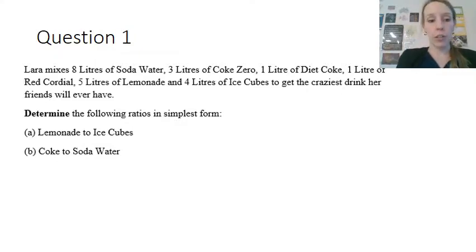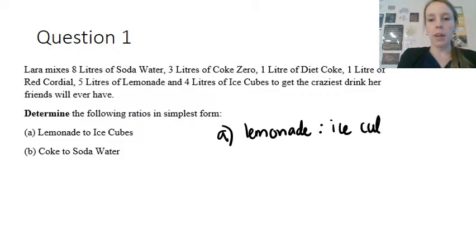So this is all about ratios. A is lemonade to ice cubes. So we have to keep that order. So we have lemonade to ice cubes. So then we can just put in the numbers. So if we read through that, it's got 5 litres of lemonade and 4 litres of ice cubes. So the ratio would just be 5:4. So we can't simplify that any further, so we'll just leave that answer as is.